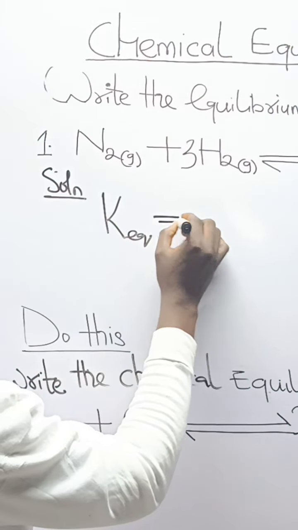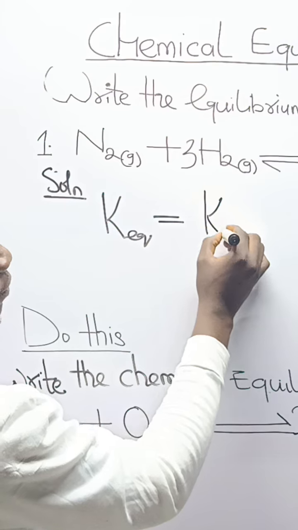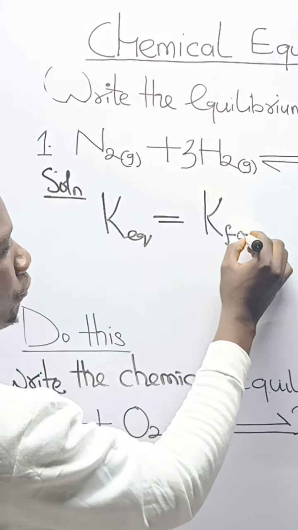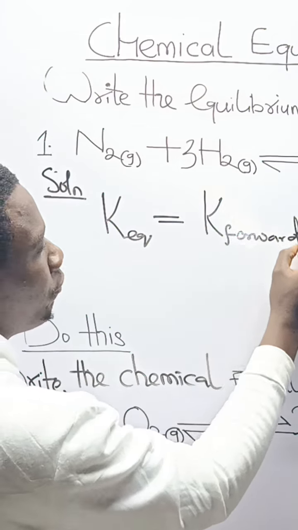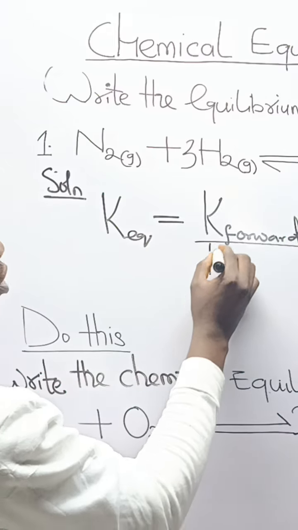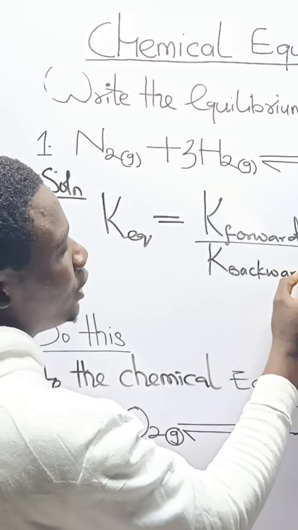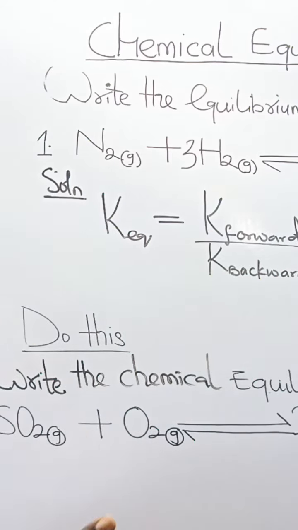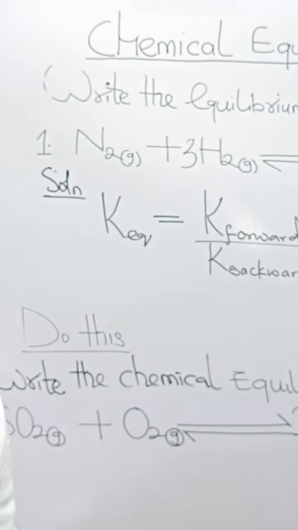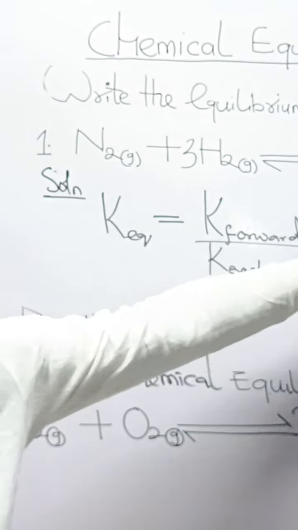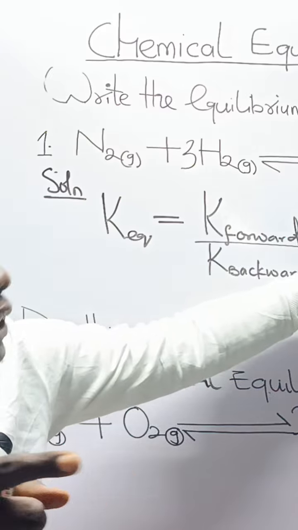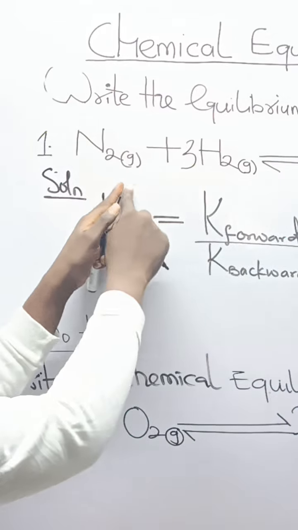It is equal to the rate constant for the forward, yes, for the forward, divided by the rate constant for the backward. That is the general formula for writing the equilibrium constant for a reversible reaction. Now, what is the forward? It simply means the one on the right hand side. The backward simply means the ones on the left hand side.